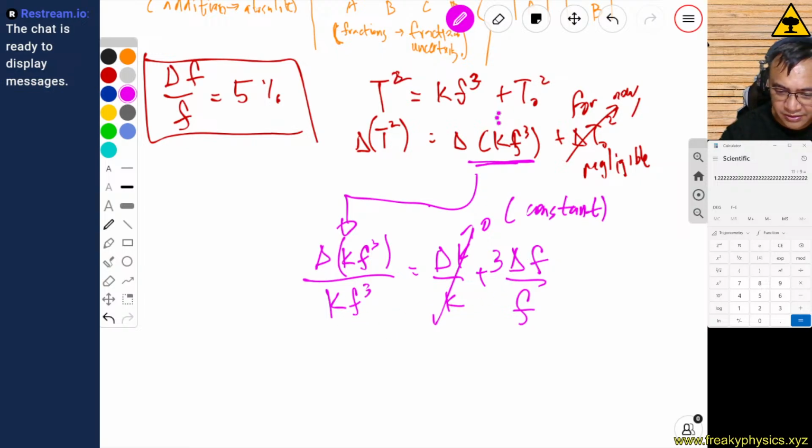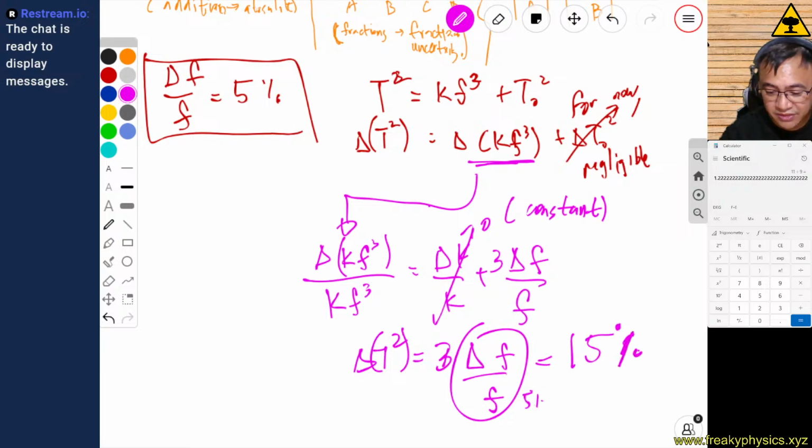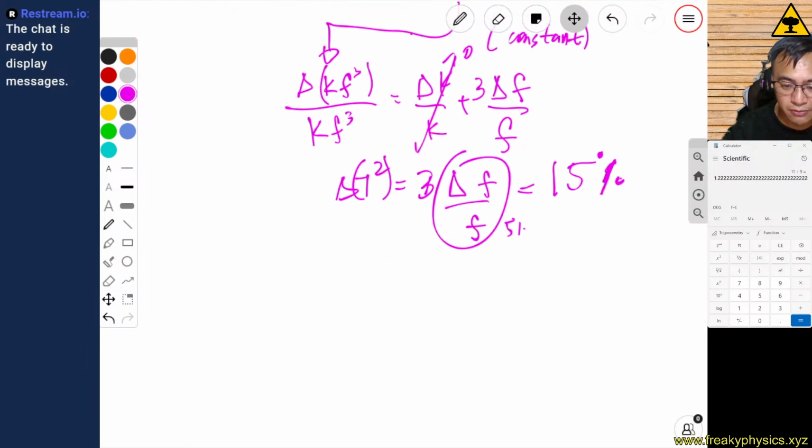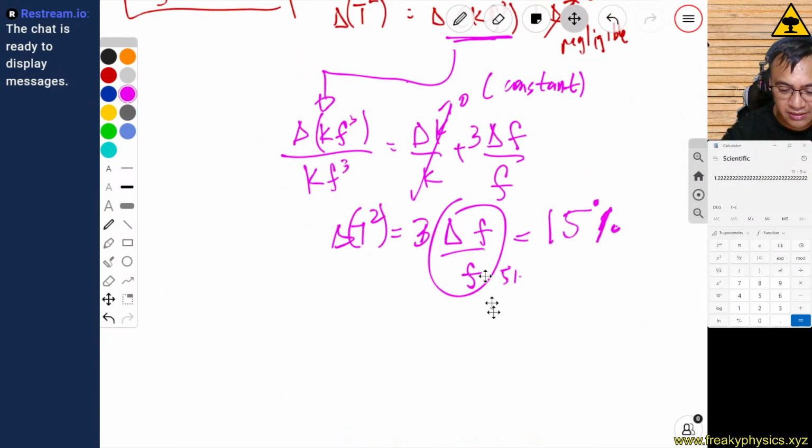So in other words, our uncertainty here, so delta t squared, let's put that in here, would be equal to basically 3 times the uncertainty in f over f. Now let's just substitute. Our uncertainty here is 5%. So that's going to make us automatically 15%. That whole thing's 5%. So the whole uncertainty in t squared is 15%. Okay. So we are looking for the uncertainty in the temperature at 500 Kelvin. So we're going to use that here.